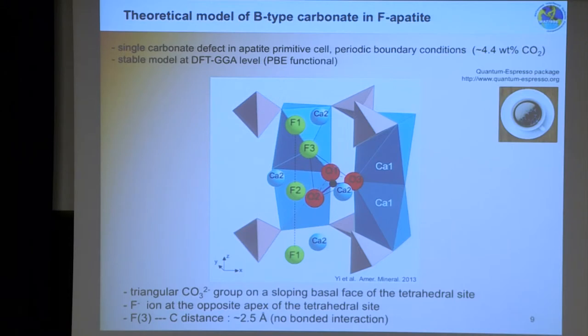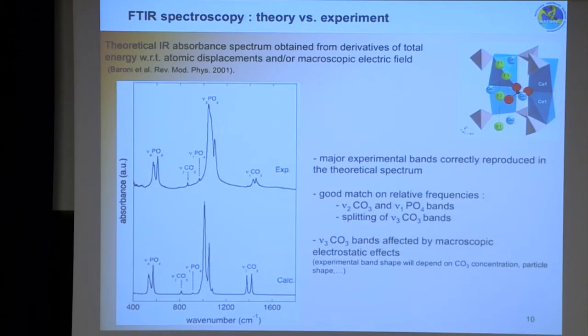So now, starting from this model, we are able to compute the spectroscopic properties corresponding to this model to compare with experimental observation. Concerning the Fourier transform infrared spectra, we can compute theoretical spectra from the derivative of the total energy of the system with respect to atomic displacements or the application of an electric field. So here you have the experimental spectrum and here the calculated spectrum. Of course, the major vibrational bands are quite well reproduced in the theoretical spectrum compared to the experimental spectrum. There is a small, systematic shift between the theory and the experiment, because in the theory we have no adjustable parameters.